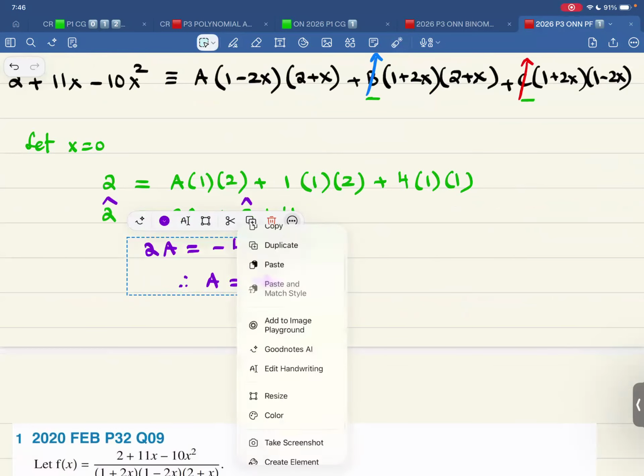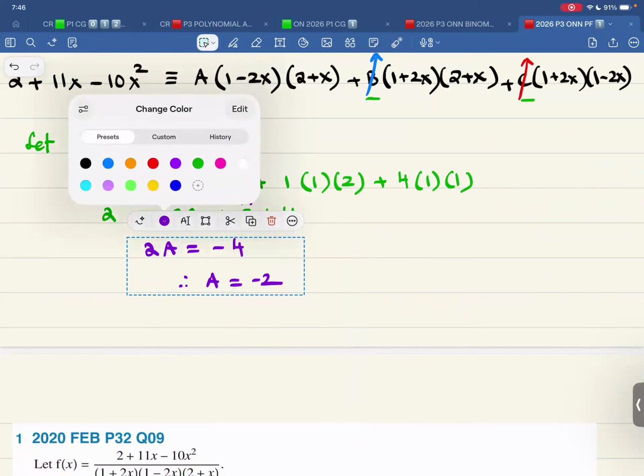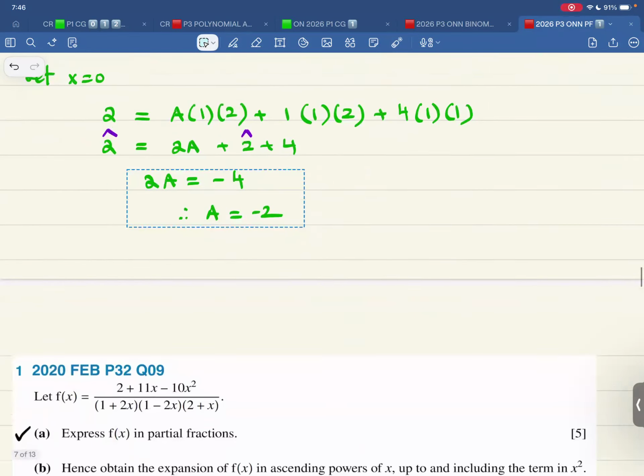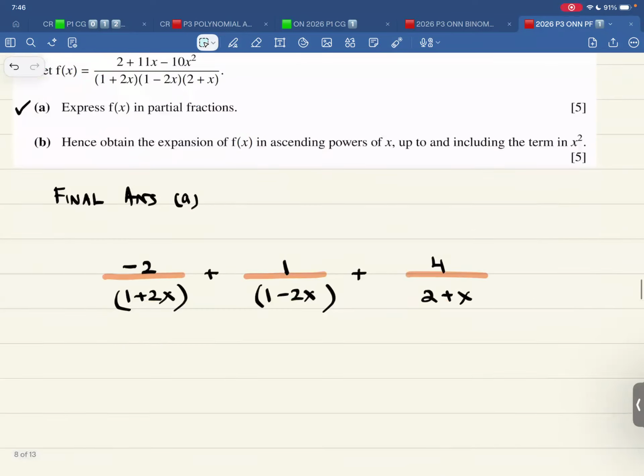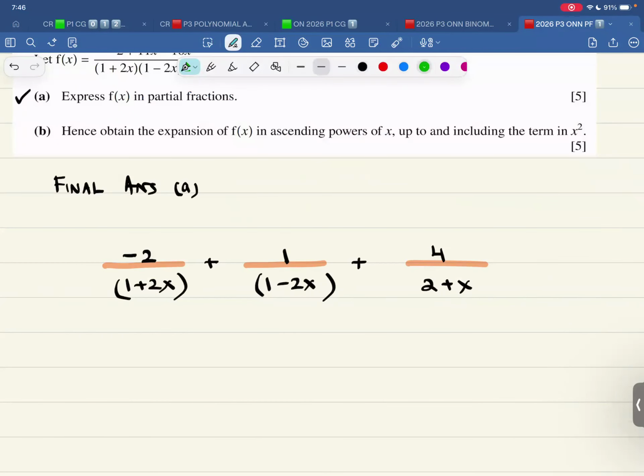And let me just change the color over here. Okay, so this is you find the value of A, which is negative 2. So this is over here A. This over here is C. This over here is B. And that's how this thing is done.